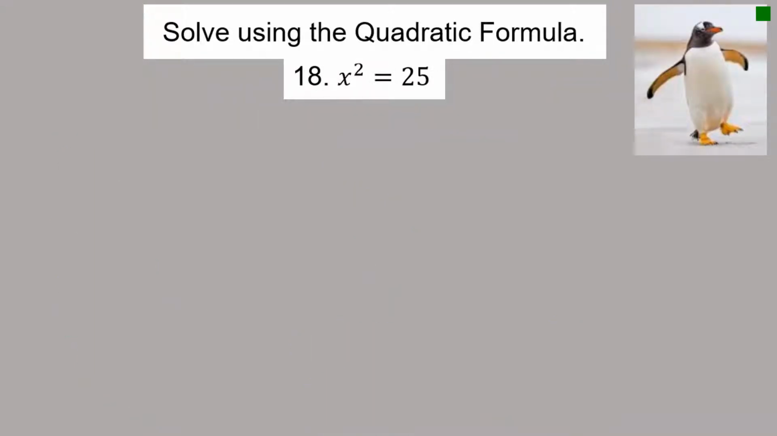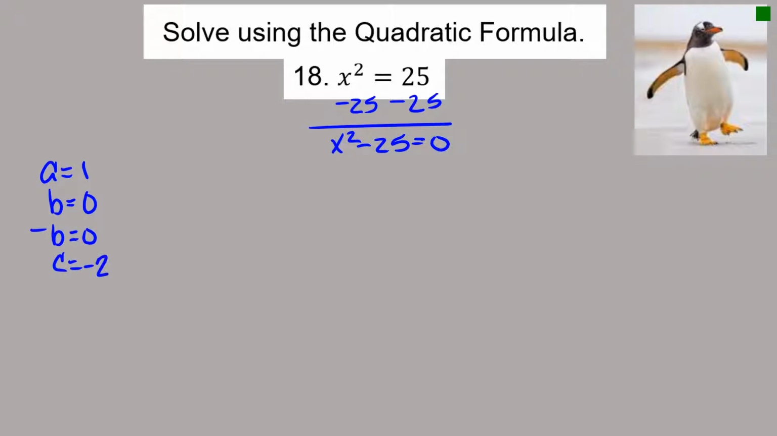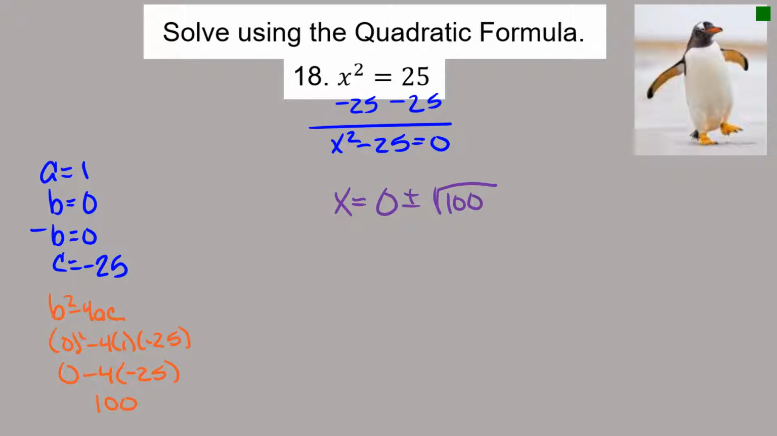X squared equals 25. I'm going to bring the 25 over by subtracting. So I get x squared minus 25 equals 0. A is 1. We have no x term, so B is 0, making the opposite of b 0. C is negative 25. When I do b squared minus 4ac, I have 0 squared minus 4 times 1 times negative 25. 0 minus 4 times negative 25 is 100. So x is going to equal the opposite of b, which is 0, plus or minus the square root of the discriminant, which is 100, all over 2 times a, which is 1.